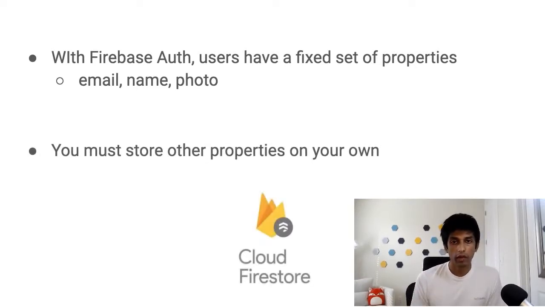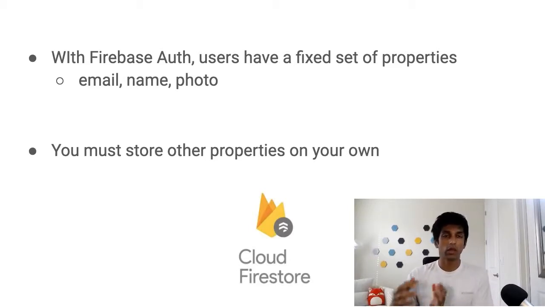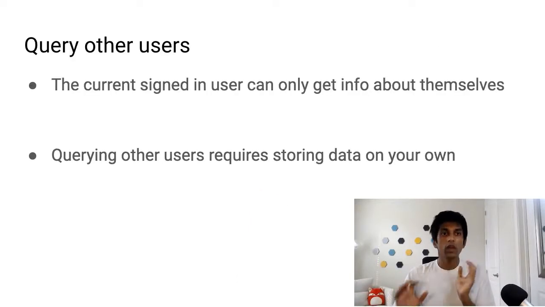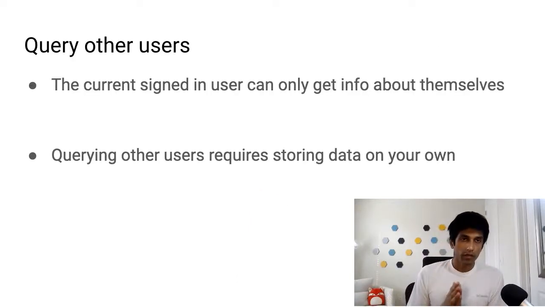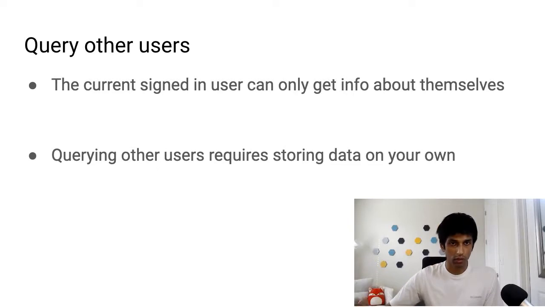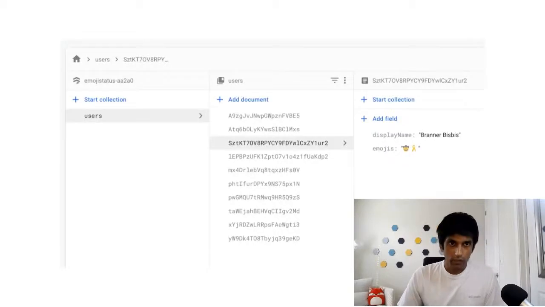And that's where Cloud Firestore comes in. Cloud Firestore is going to be the database which keeps track of the user along with their status. There's one more annoyance about Firebase Authentication, which is that the currently signed in user can only get information about themselves. But if you think back to the main screen of our application, we want to be able to query for all the other users in our application. And so in order to do that, every time a user is created in our app, we have to create a user document or a user entry in our database in Firestore and store the data for that user. So here's what this will look like.